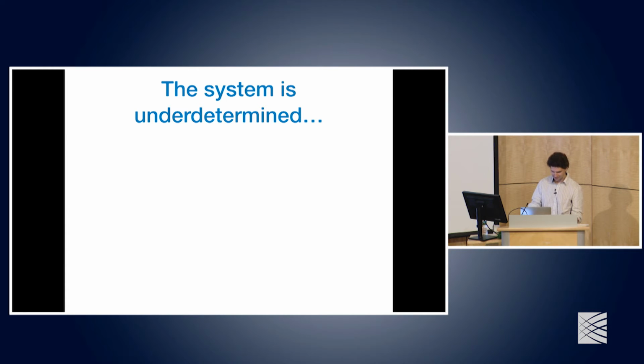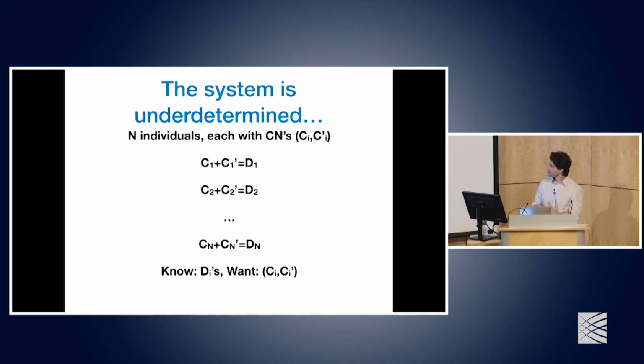The task appears challenging. So suppose we have a cohort of n individuals, each with a pair of copy numbers, Ci and Ci prime. Ci and Ci prime sum to a diploid measurement, di. And we know the di's, and we want to know Ci and Ci prime. This system of n equations has two n unknowns, so it's underdetermined, and we can't really solve it with the information at hand. In particular, there's a consistent solution to these equations where any individual copy number Ci is an arbitrary number and has nothing to do with individual i's genome.